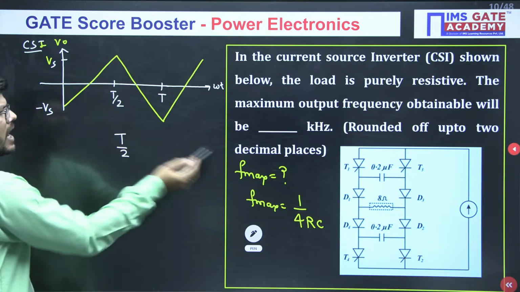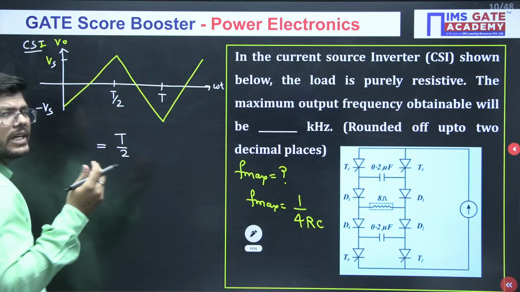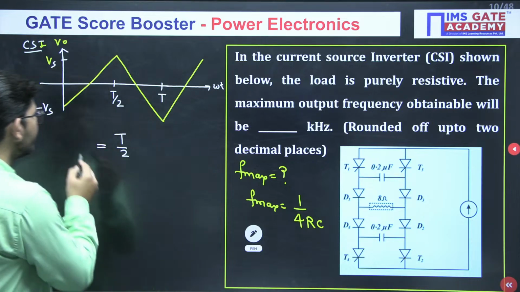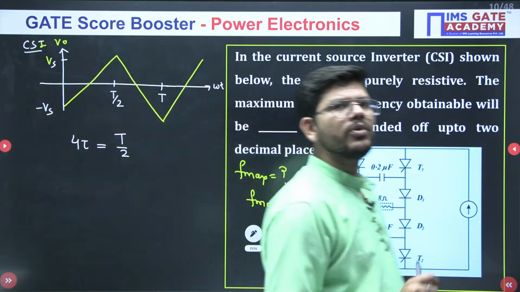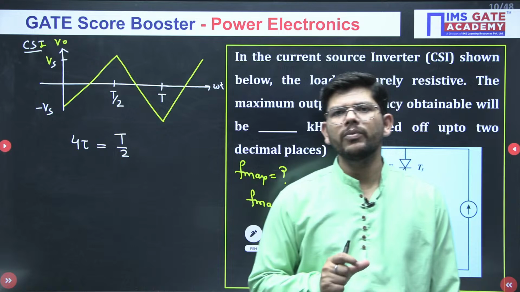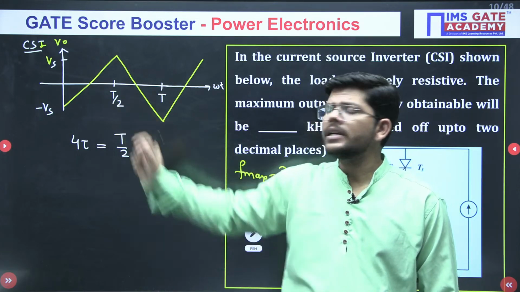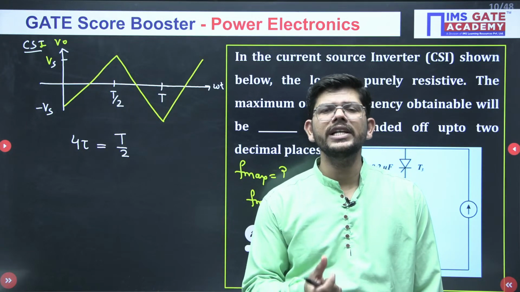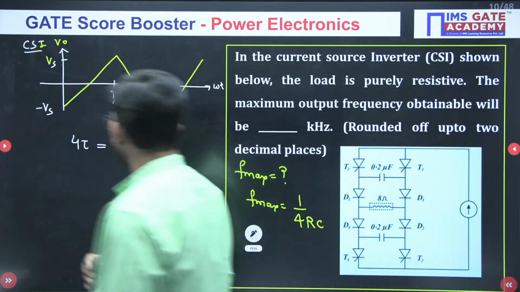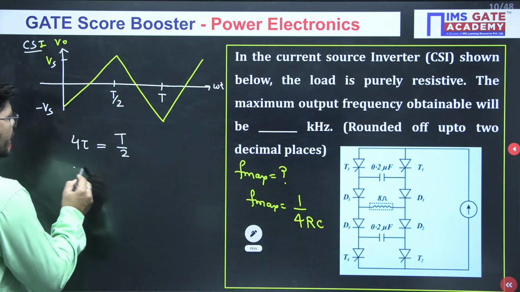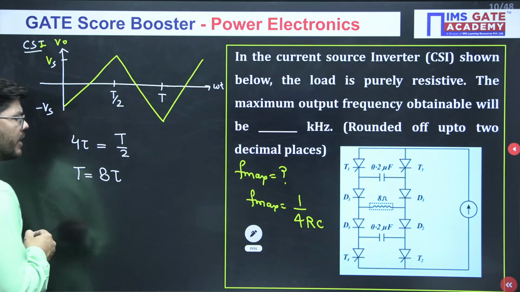And you know that in an RC circuit, the time taken to reach the steady state is 4 tau, where tau is the time constant. And in this circuit, as per the waveform, you reach the steady state from minus V to plus V in T by 2 time. If we equate this, what do we get? T will be equal to 8 times tau, isn't it?